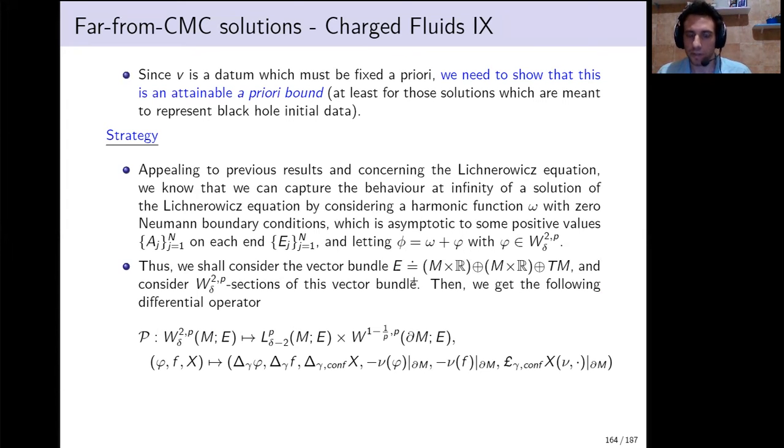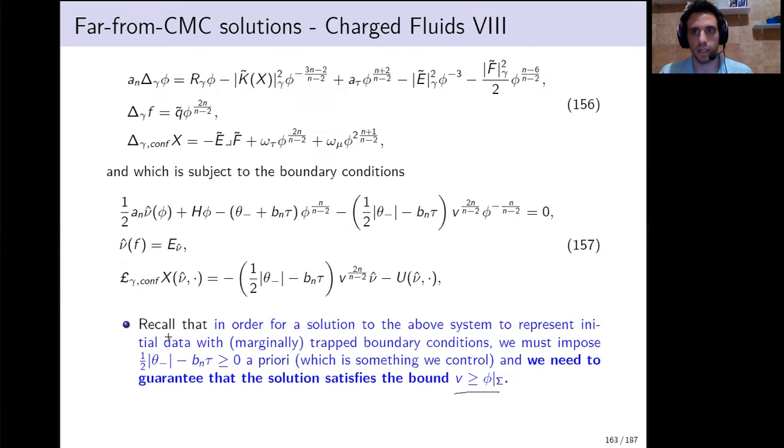And here we will introduce this vector bundle. Basically, sections of this first factor are related to our functions phi, sections here are related to our electric potential, and sections here to our vector field X, associated with the traceless part of the extrinsic curvature. And we are going to consider these W2P delta sections of this vector bundle. And therefore, we can consider the principal parts of this system given by these linear operators with these boundary conditions.